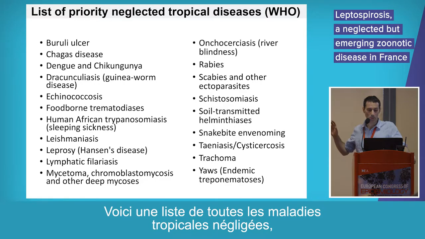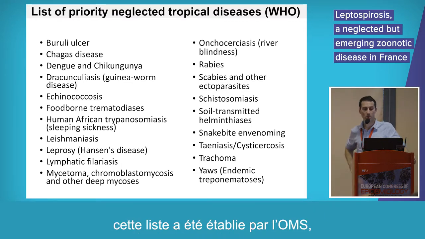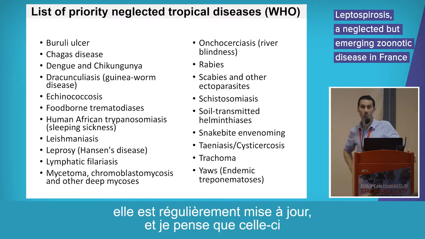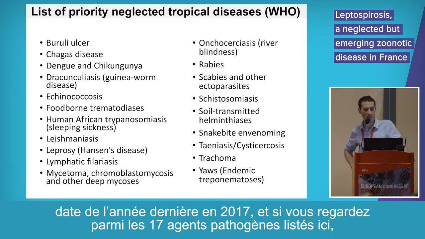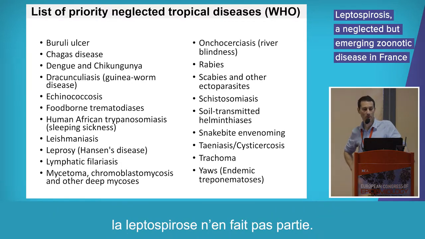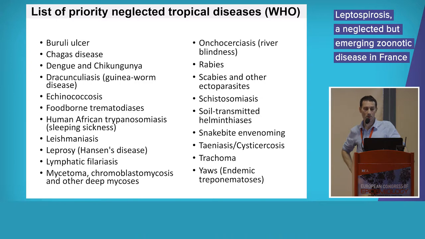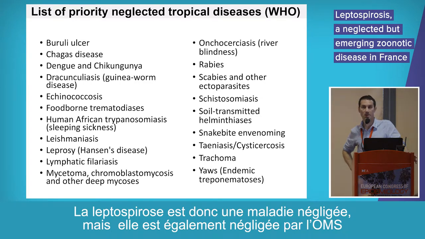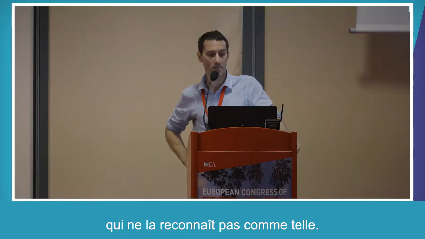So here, just to show you the list of the priority neglected tropical diseases as established by WHO. This list is regularly updated by WHO, and I think it was updated last year, in 2017. There are 17 pathogens listed here. And as you can see, leptospirosis is not among the list of WHO. So leptospirosis is a neglected disease, but it's highly neglected even by WHO. It's not considered a neglected disease by WHO.